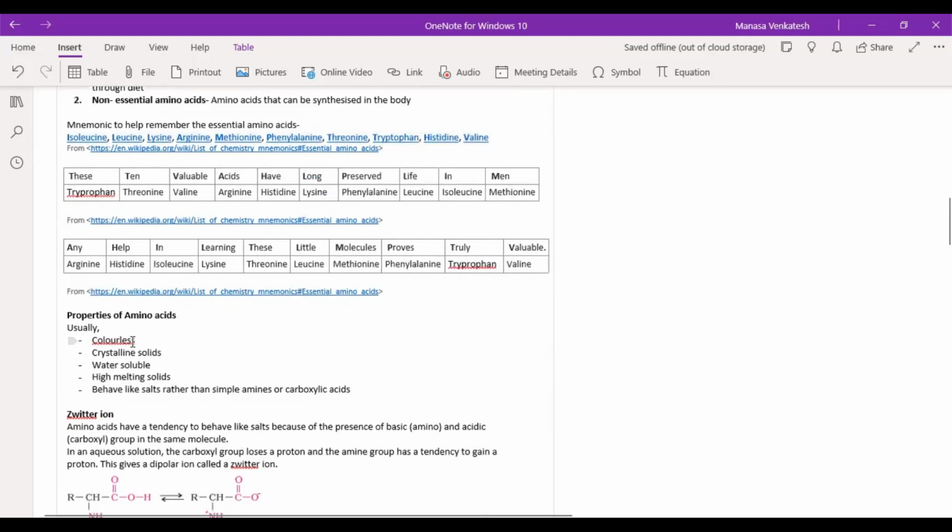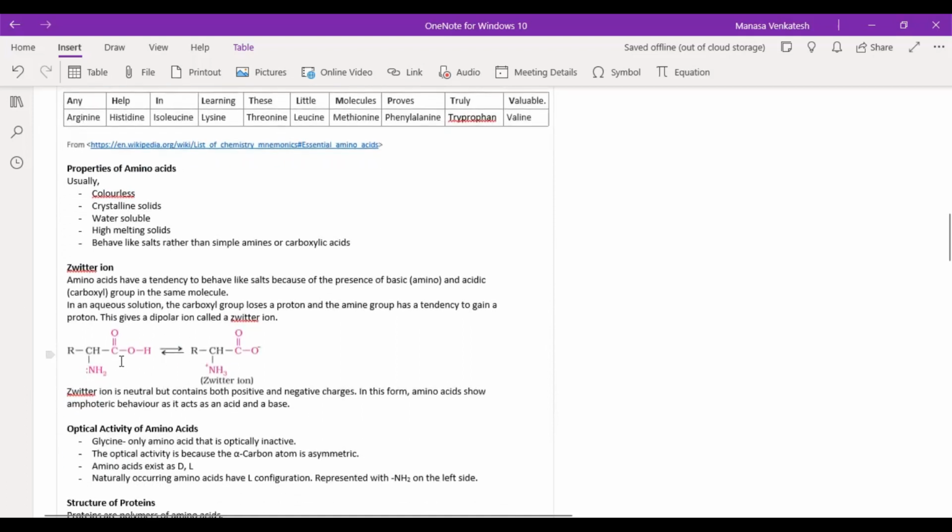So amino acids are usually colorless, crystalline solids. They're soluble in water and they are high melting solids, and they behave like salts. Now the reason they behave like salts is because you have a COOH and an NH2. The NH2 group is considered a base because it has a tendency to accept a proton, and COOH is considered an acid because it has a tendency to lose a proton.